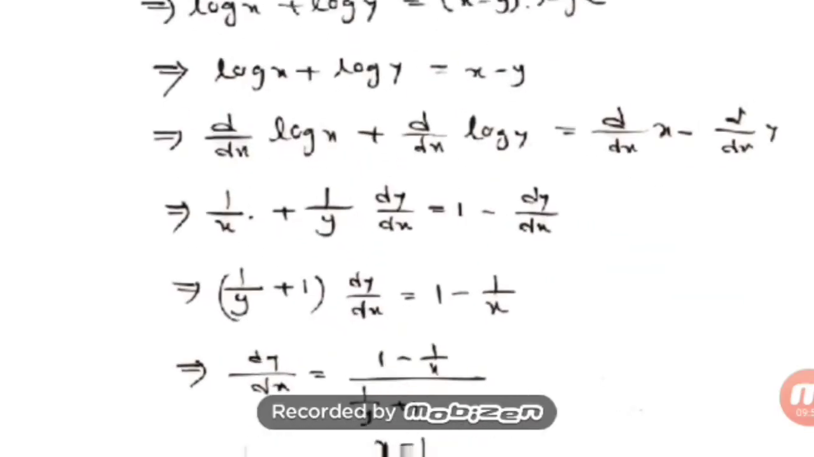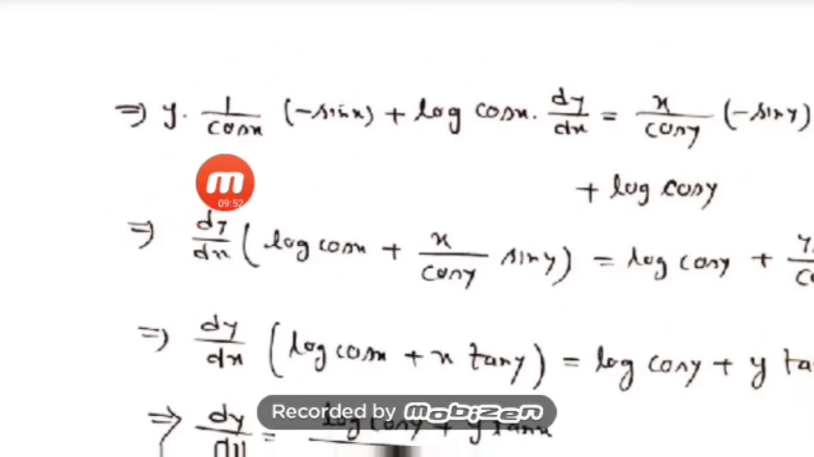Now we go to the next step. y times 1 by cos x, d/dx of cos x is minus sin x, plus log of cos x dy/dx. On the right, 1 by cos y, d/dx of cos y is minus sin y times dy/dx, and log of cos y. After this I take the terms containing dy/dx together, which is dy/dx log of cos x. This I bring to the right side. This is negative, so on the right side it will be positive, x sin y by cos y. Then on the right side, the term without dy/dx is log of cos y. I bring it to the left side, plus y sin x by cos x.